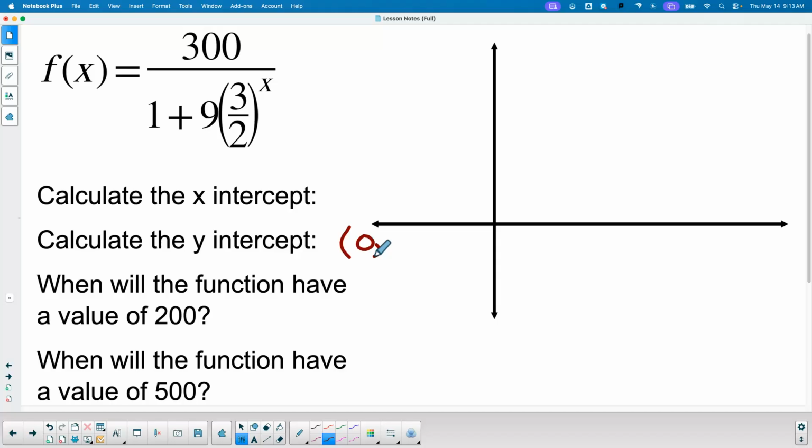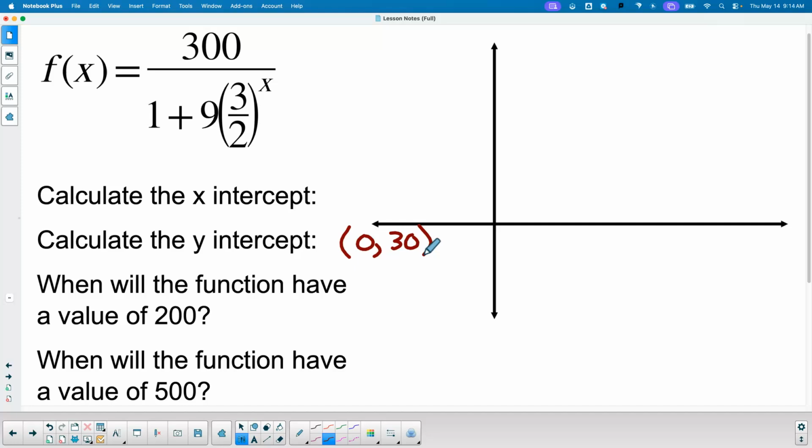Y-intercept is where x is 0. So 3/2 to the 0 power is 1, times 9 is 9, plus 1 is 10. 300 divided by 10 is 30. So I get a y-intercept of 0, 30.